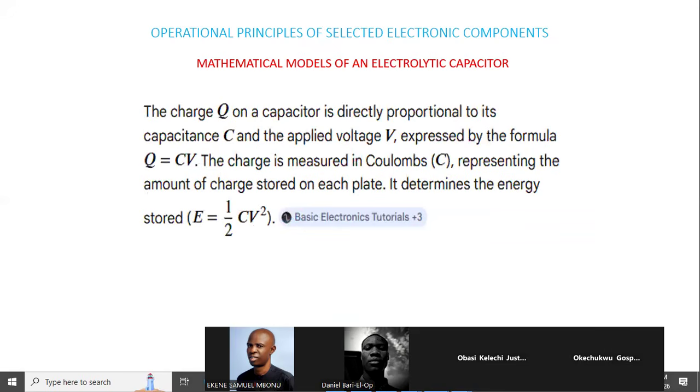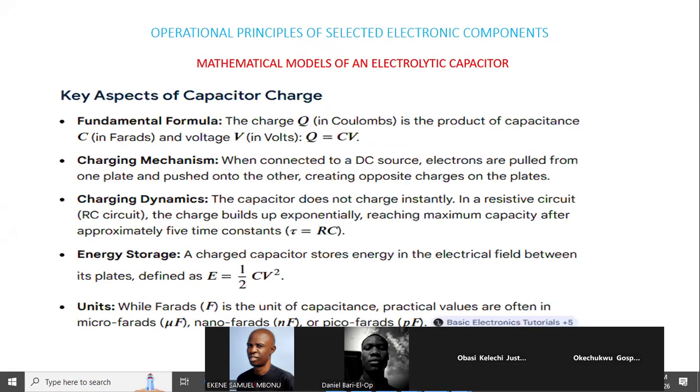And then the formula for charge on a capacitor is always Q equal to CV. That is the capacitance multiplied by the voltage on the capacitor. And energy is always determined by E is equal to half CV squared. I think this is your basic physics. So we progress.